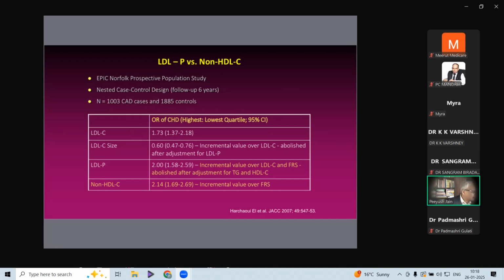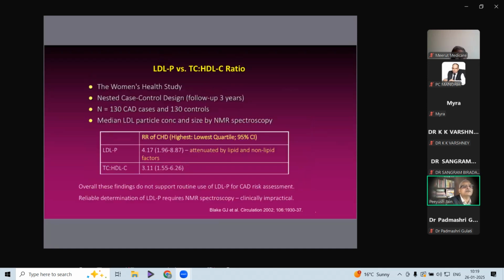And therefore, once again, my submission is that if we do a routine lipid profile and closely look at non-HDL-C and total cholesterol to HDL ratio, it will give a very fair idea about the future risk. We really don't need to do ApoB, ApoA1, LDL particle size, or LDL particle number. I'm just about to finish.